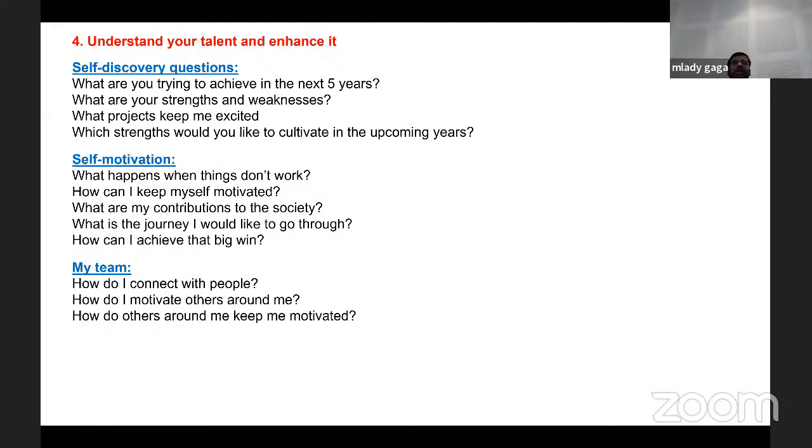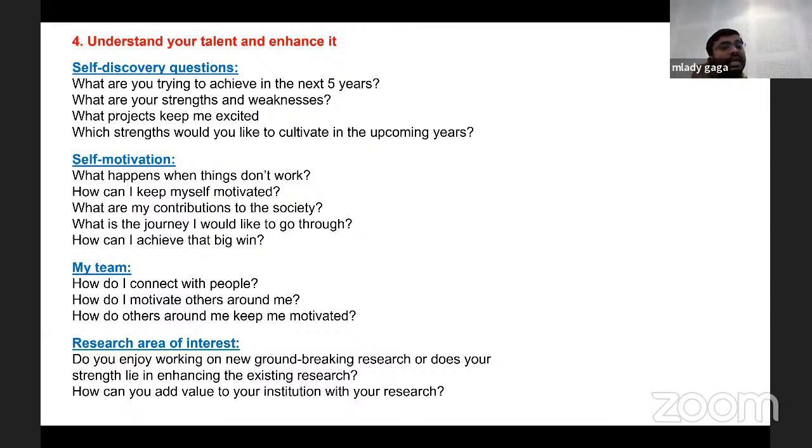And the most important, how do I connect with people? How do I motivate others around me? And how will others keep me motivated? So this is networking, like how you network with your team. And research areas of interest. You should always enjoy working in your field, your strength field, and how you can add new value to your institution and your research, a new thing that you are adding.